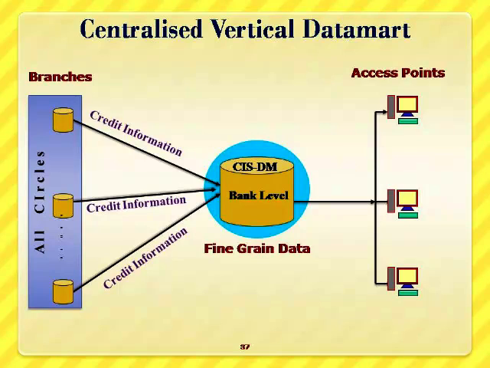So the architecture, how does it look? I am building a centralized one, therefore all data will be at central level, in one place, therefore it is generally fine-grained data. I have to build from all branches, vertical for one system, the credit information system, build up here the bank level fine-grained data, and allow the people to access different stages. So this is a centralized vertical Datamart approach.